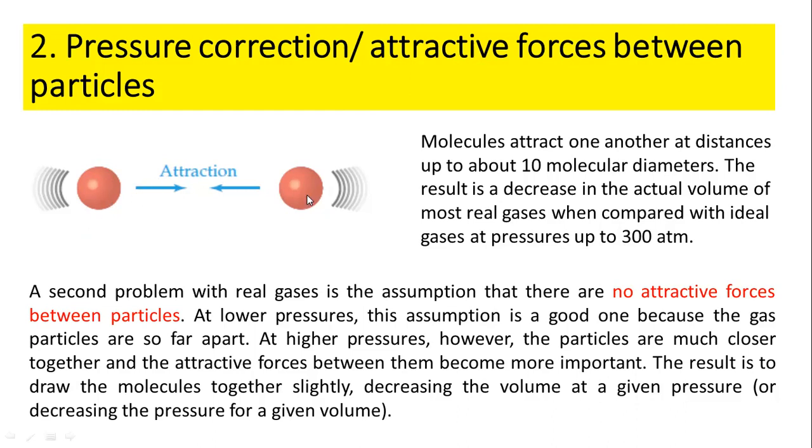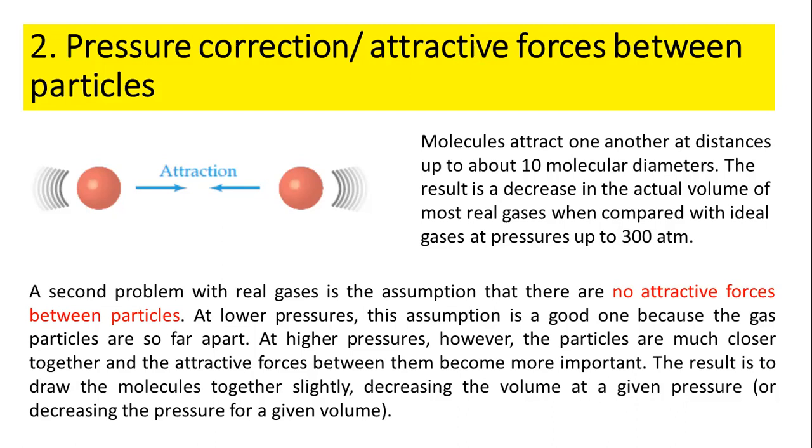Because these molecules attract each other, the pressure is going to be less as compared to the pressure of the ideal gases. The pressure is actually what you get when the molecules of the gas are randomly moving in a box and exert a force on the walls of the container. That is called the pressure of the gas.